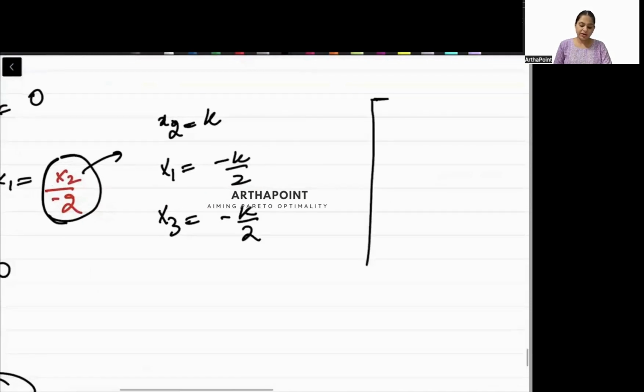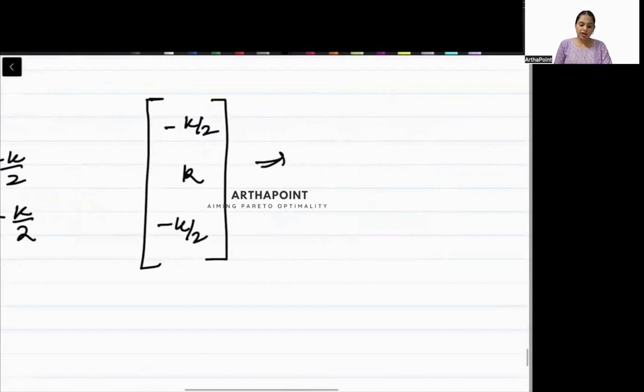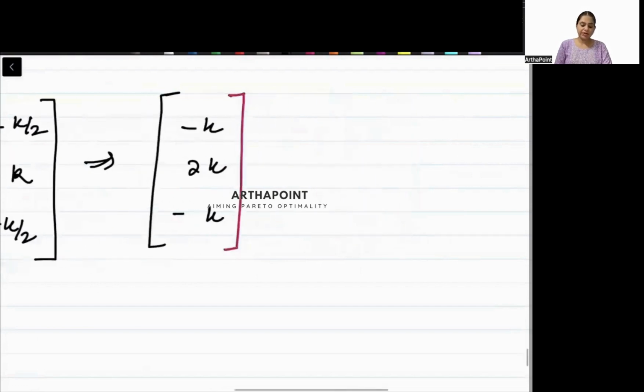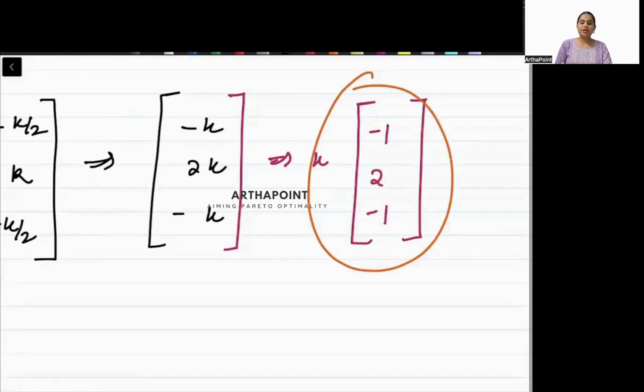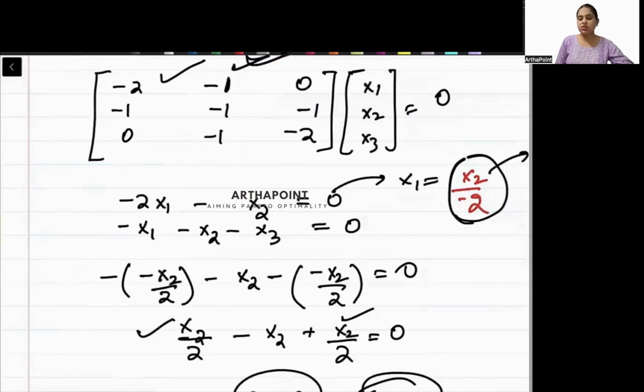So from here, we can write down our matrix: this is k, this will be minus k by 2 and this will be minus k by 2. I can multiply with 2 throughout and I will get minus k, 2k, and minus k. So if I take k common, I will get minus 1, 2, minus 1, and this would be my eigenvector 3, right? So this is how you can go ahead and find the eigenvectors in this case.